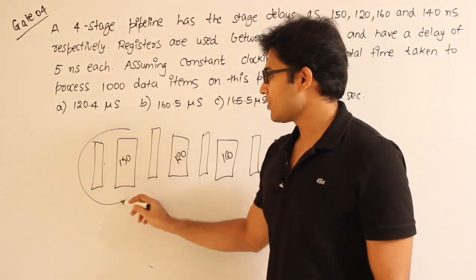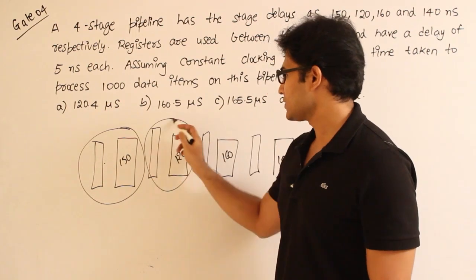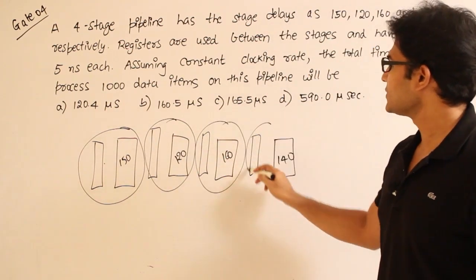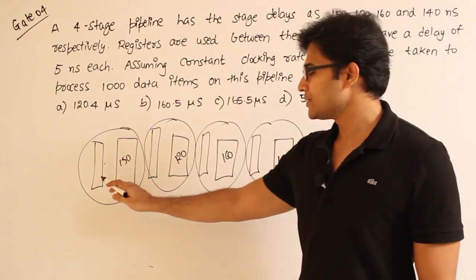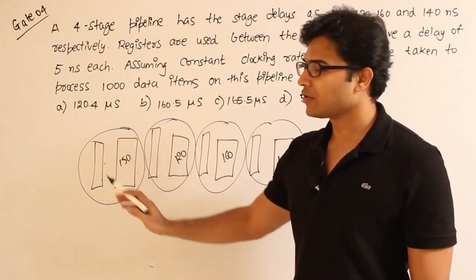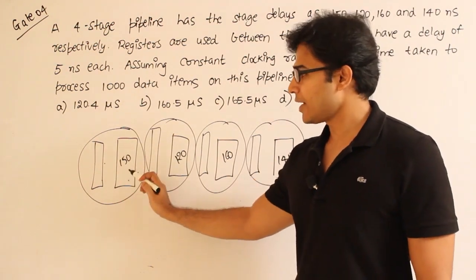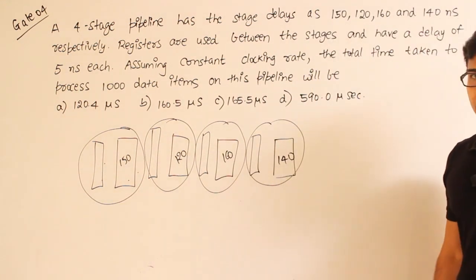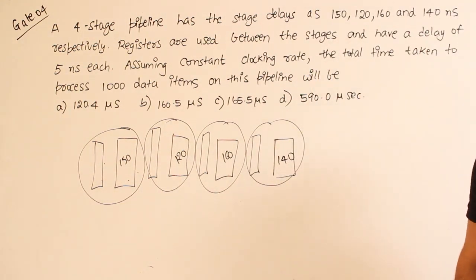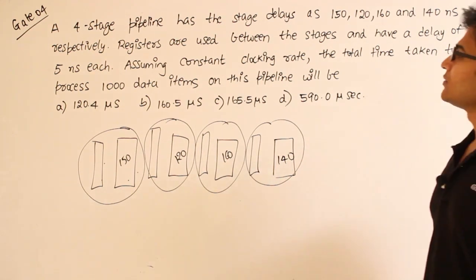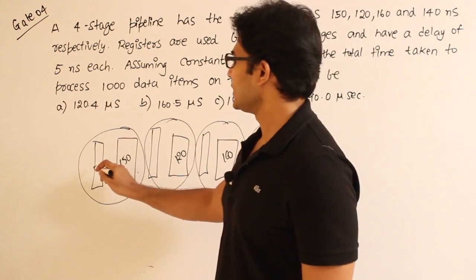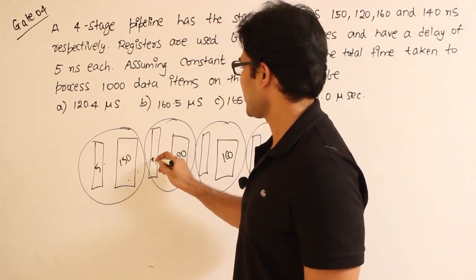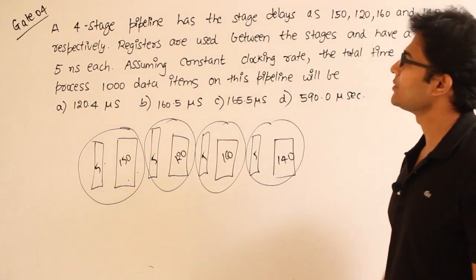So this I call stage 1, stage 2, stage 3, stage 4. Either you place the register after it or before it. In every stage delay I have to even include the register delay. Remember it. In the pipeline, if they have given the register delay, it is always important that you add it to the stage. So they have given that the register delay is 5 nanoseconds. So 5, 5, 5 and 5 here.